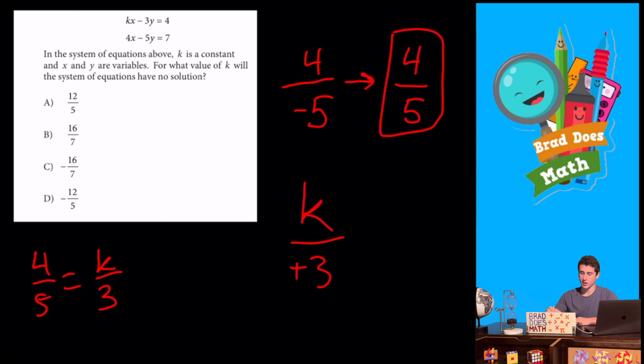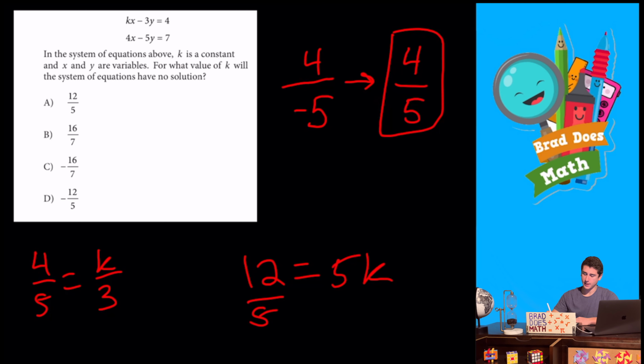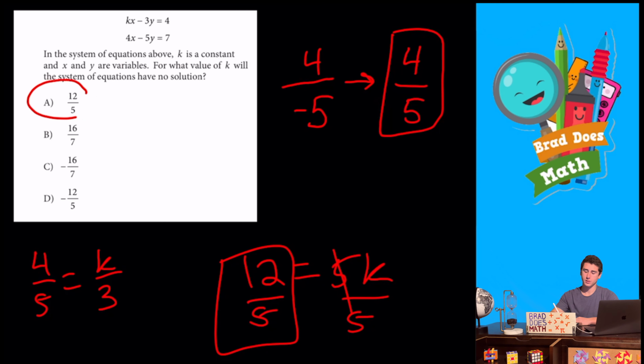Now, I like to cross multiply when I have fractions on both sides of the equal sign. So I'll multiply these guys and get 12. And that's going to equal these guys multiplied, 5k. And I can divide both sides by 5, and I get k equals 12 over 5. A. That's it.